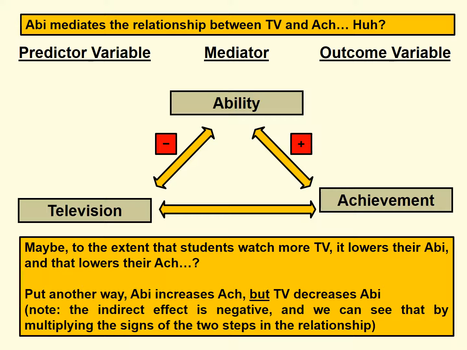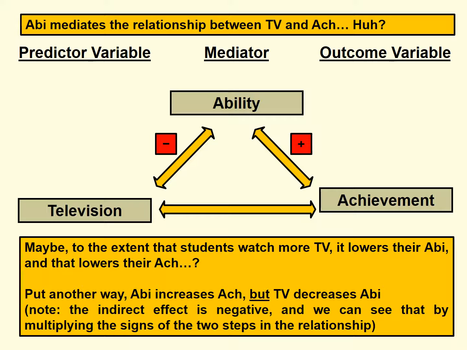And if we really scrutinized all the regression coefficients, we might find that television watching is associated with lower ability. They're negatively related to each other. The more TV you watch, the lower your ability, and ability is related to achievement, such that the higher your ability, the higher your achievement.